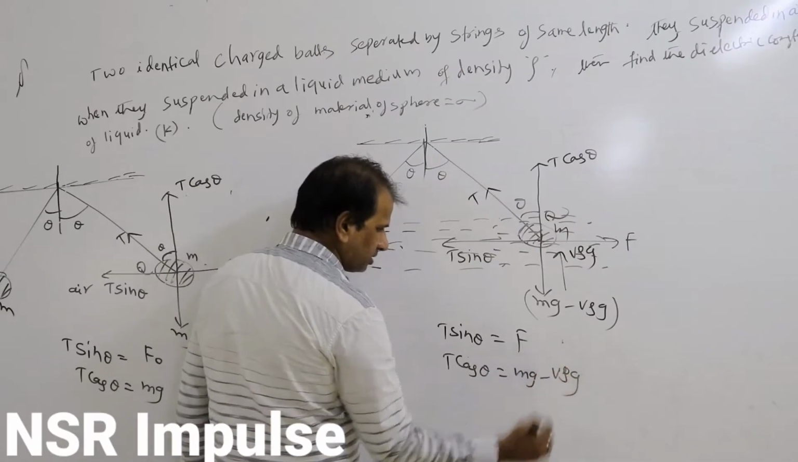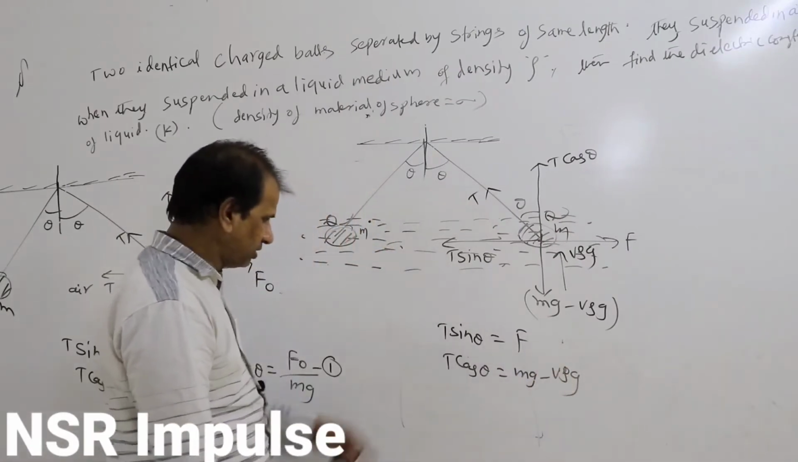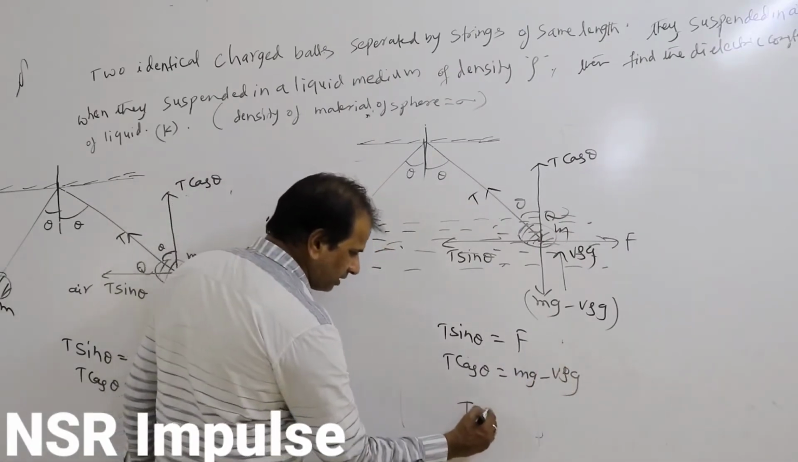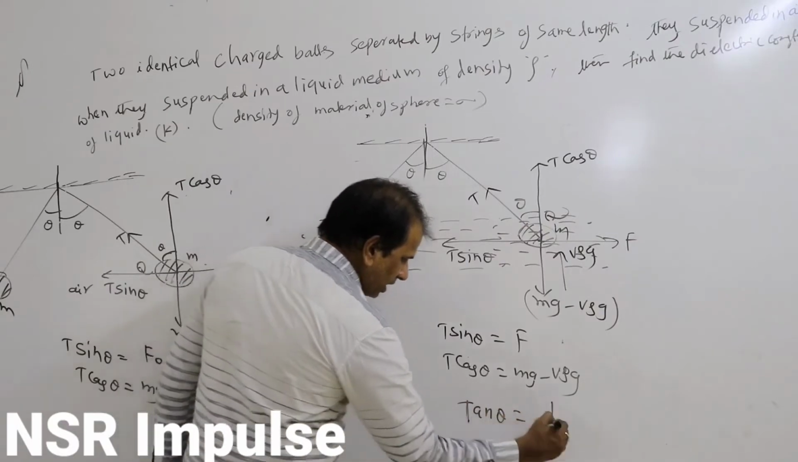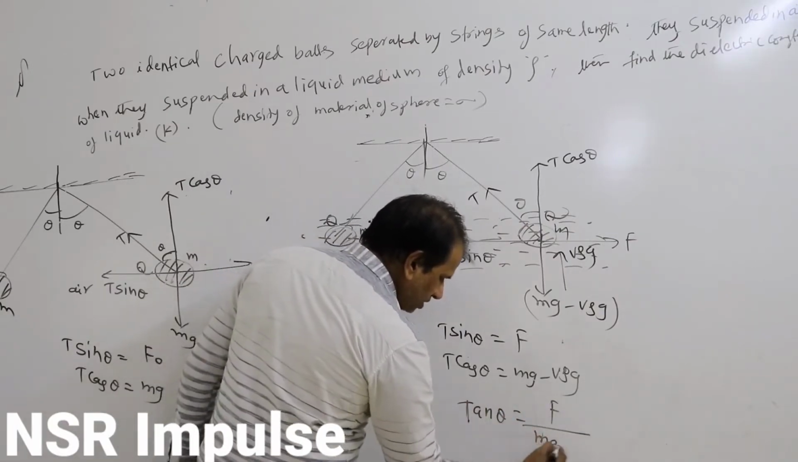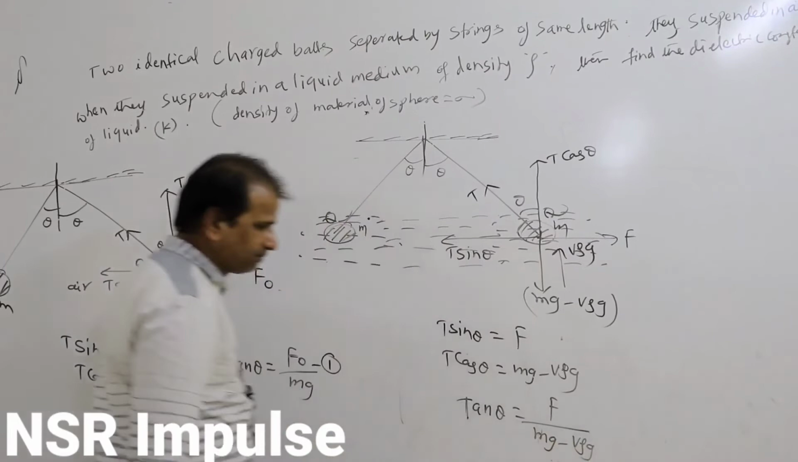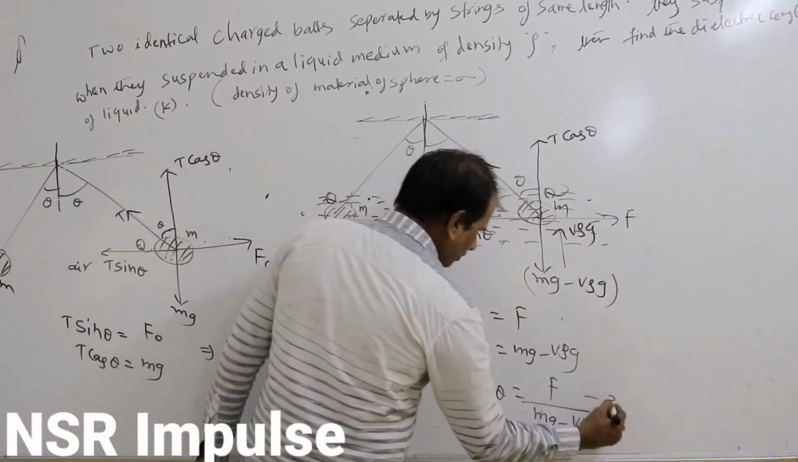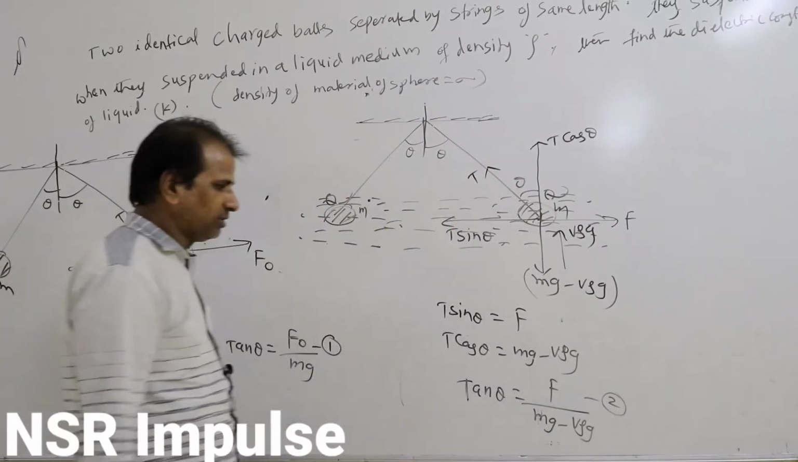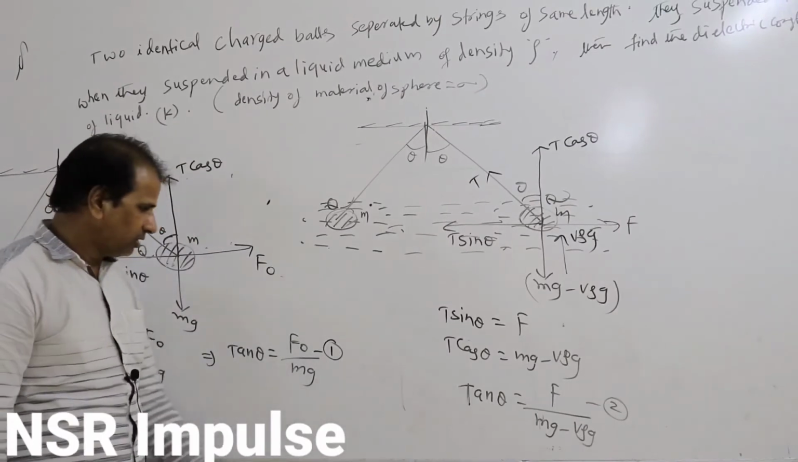T cos theta is equal to mg minus V rho g. So tan theta is equal to F by mg minus V rho g. This is the second equation.